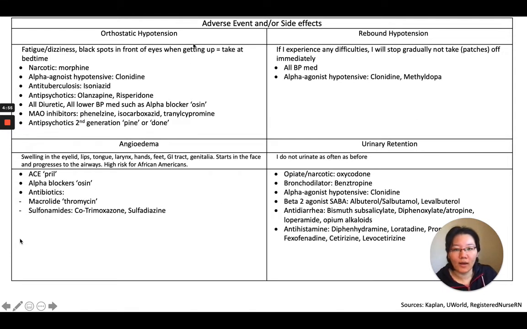Here again, orthostatic hypotension. I write down a bit of the signs and symptoms of orthostatic hypotension, and then what we should do. For example, a patient takes a diuretic and then complains of fatigue or dizziness. In that situation, we can encourage them to lie in bed a bit longer, get up a bit slower, etc.